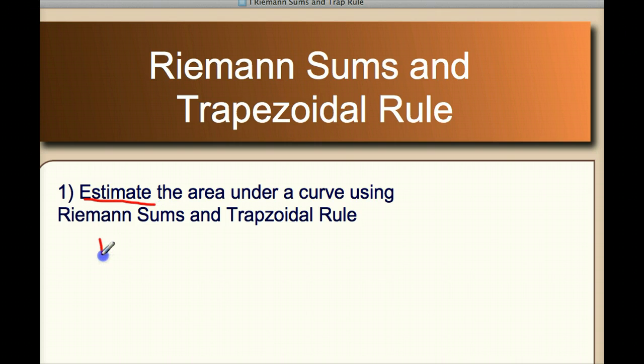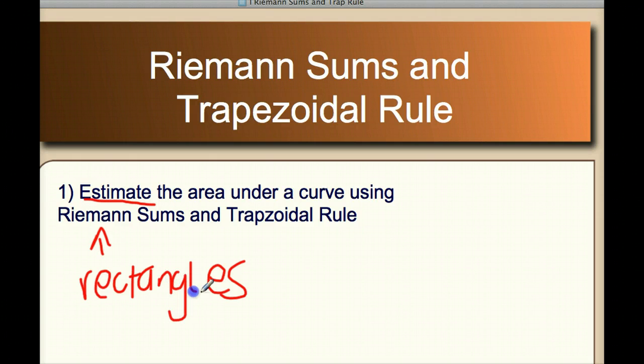And anytime you see Riemann, I want you to think of rectangles. And anytime you see trapezoidal, we're going to be working with trapezoids. So rectang... I think I'm missing a G, rectangles. Okay?